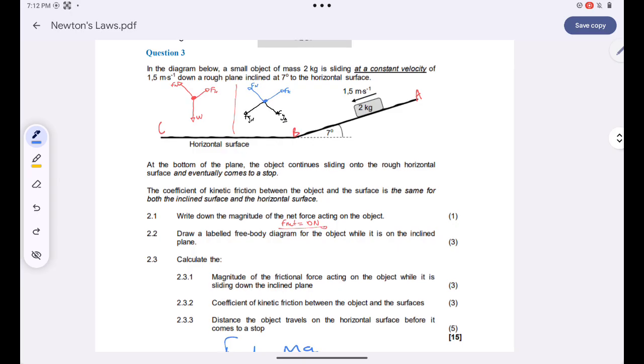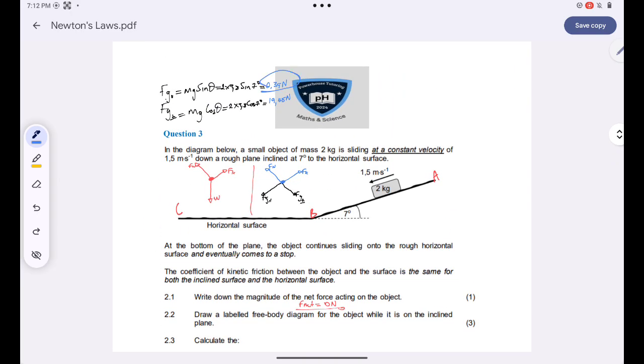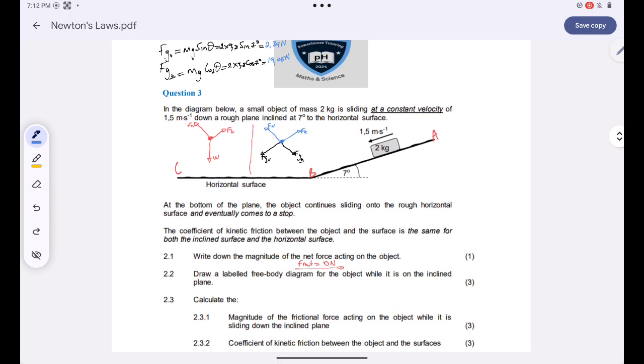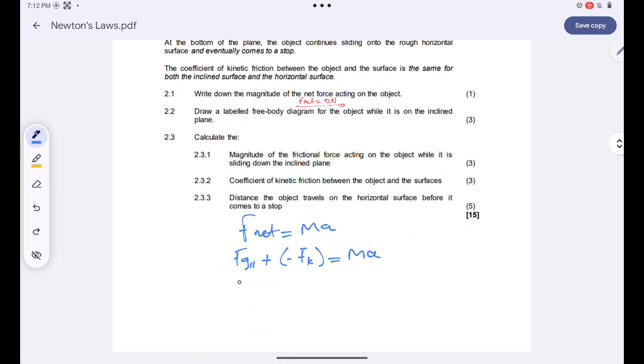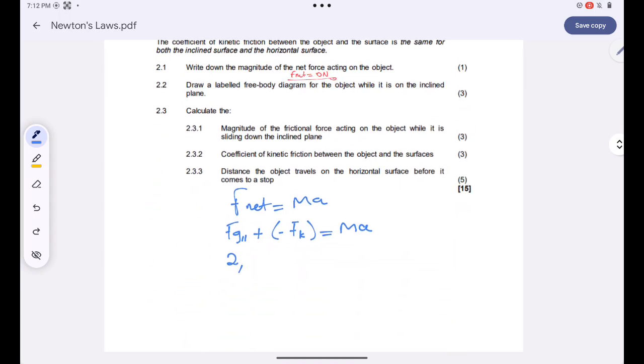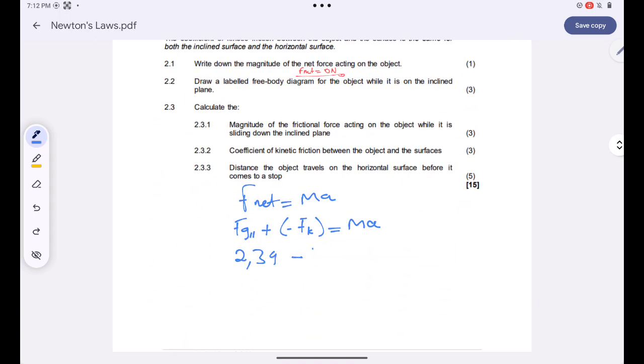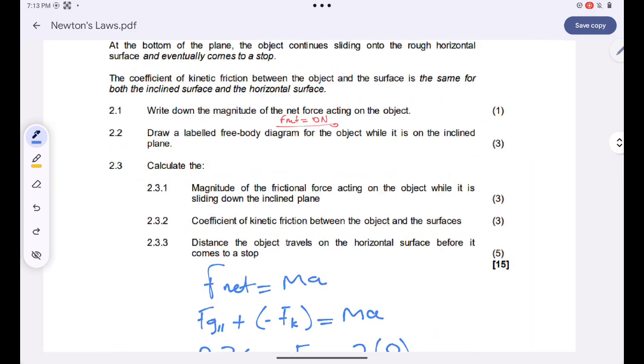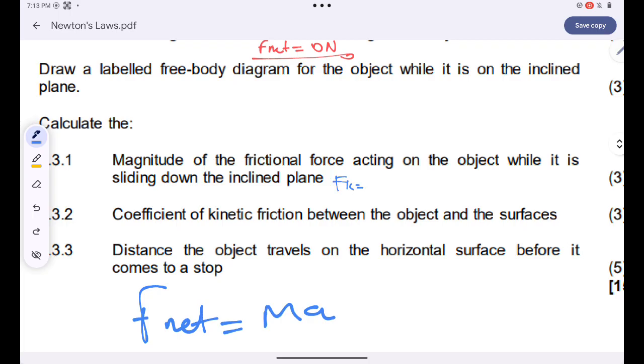FG parallel, we did calculate it at the top. It's 2.39 newtons minus kinetic friction is equal to 2 multiplied by 0. Remember that, guys, the acceleration is 0, right? Because there's no change in velocity. So therefore the magnitude of the kinetic friction is just 2.39 newtons as well. So the magnitude of kinetic friction is just equal to 2.39 newtons.